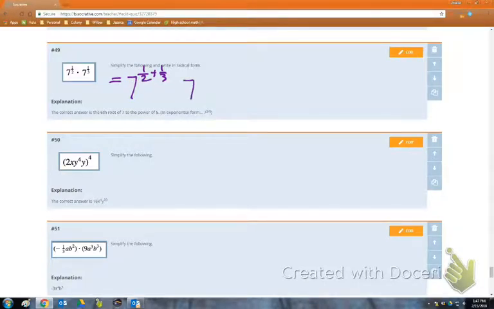That becomes 7 to the 3/6. And the second fraction, 1/3, I can multiply by 2/2. So that would be 2/6. And now that they have a common denominator, I can add them, and that would be 7 to the 5/6.